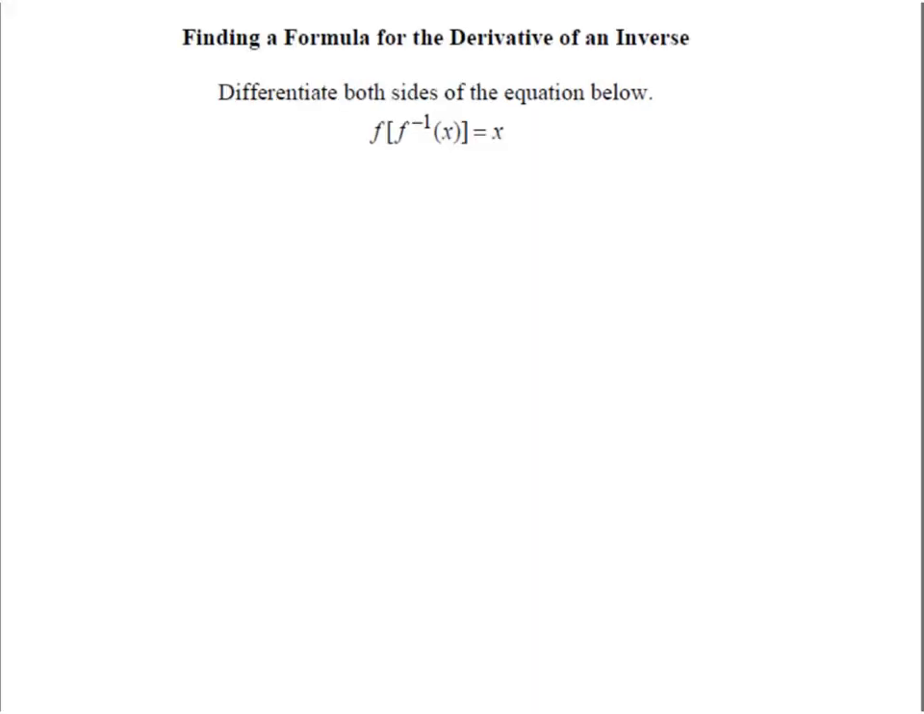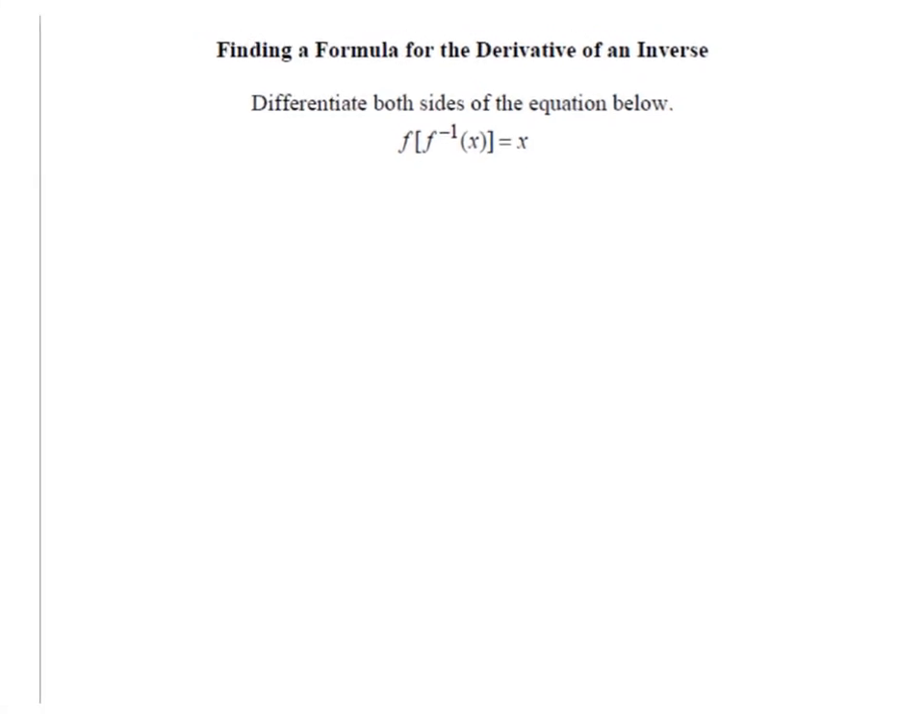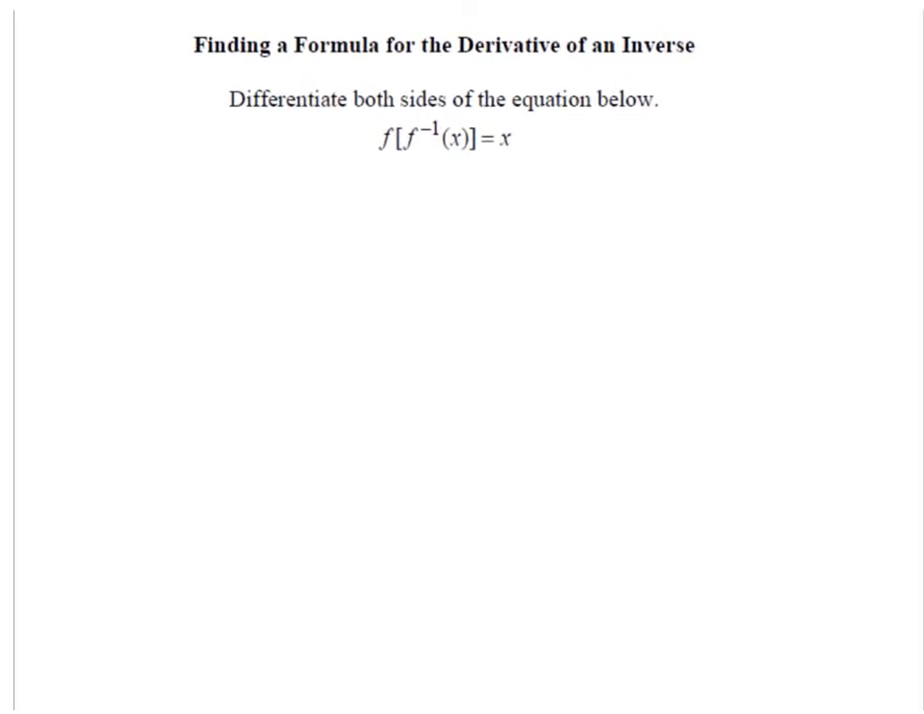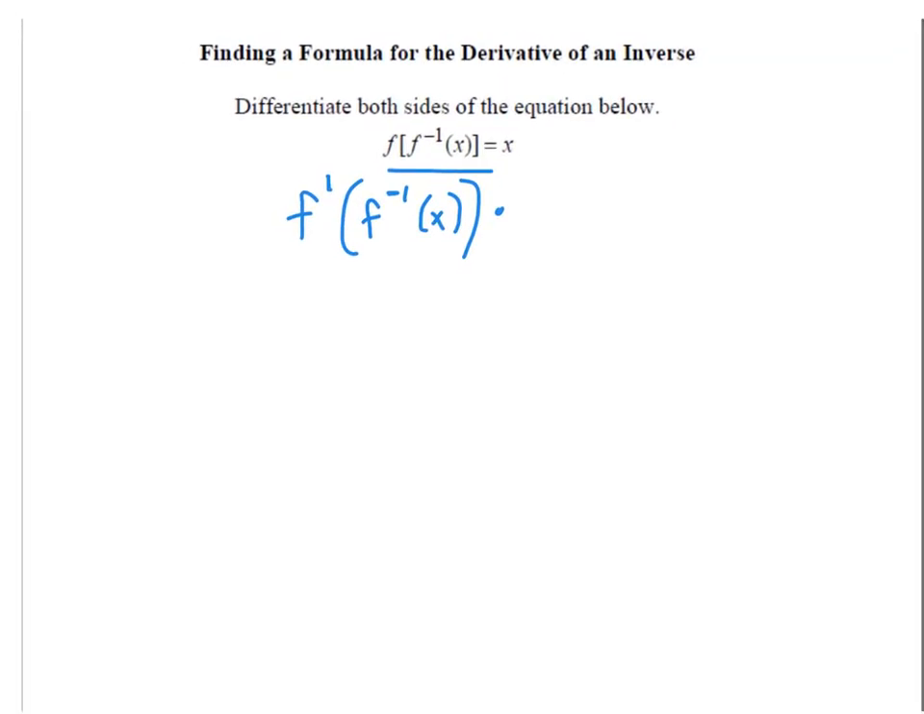So here's how they derive the formula to find the derivative of the inverse. We're going to start with a composition of f and f inverse, and then we're going to take the derivative of both sides. This side over here is a composition function, so this is the chain rule: derivative of the outside, inside stays the same, times the derivative of the inside.